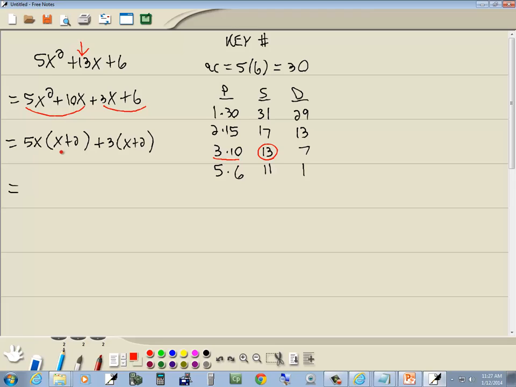Now our goal was to get this parentheses the same as this parentheses, which they are, so I can factor out an x plus 2. Now to decide what goes in your second set of parentheses, you can come up here and cross out the x plus 2's. And what isn't crossed out is what goes in your second set of parentheses, which would be 5x plus 3. So our answer is x plus 2 times 5x plus 3.